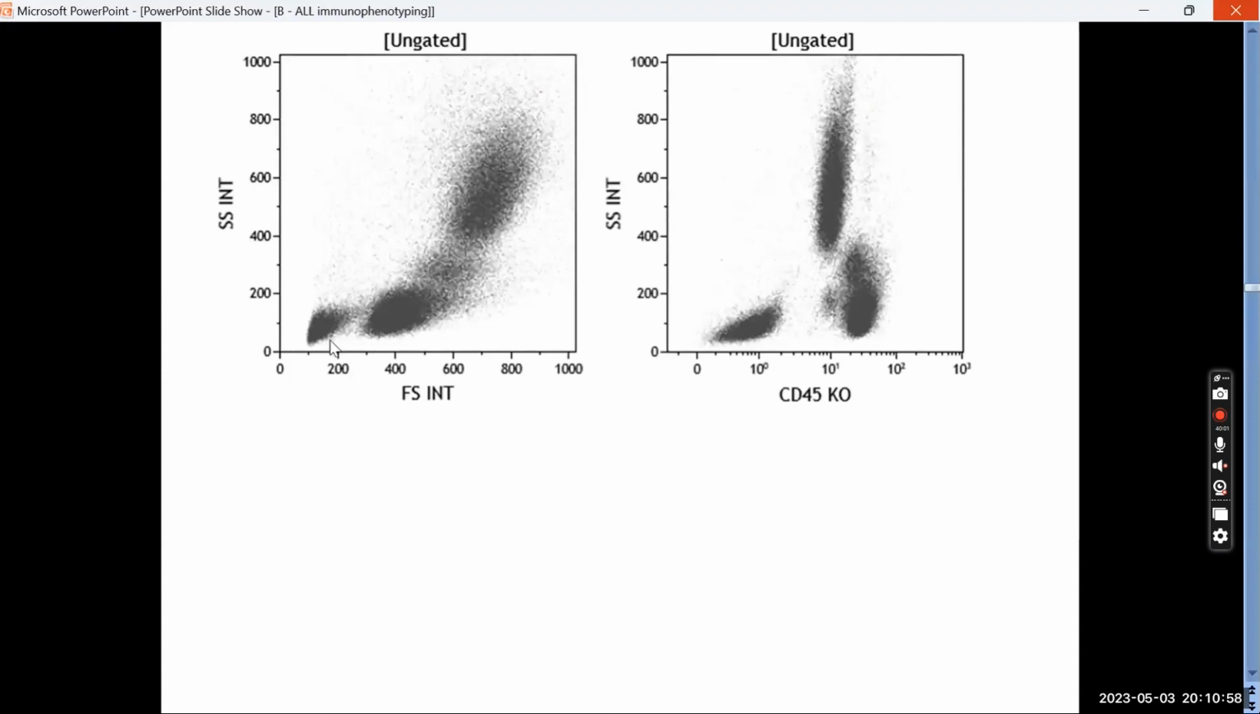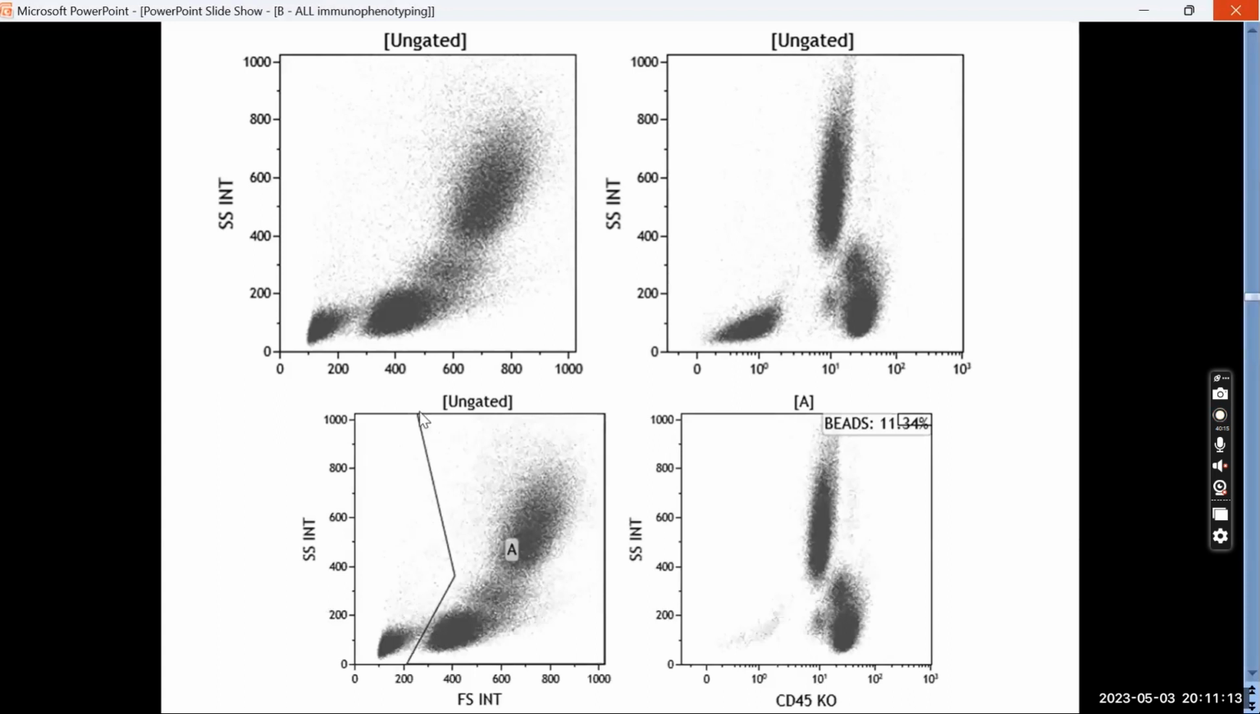Now see, this is a forward scatter, side scatter plot, which is one among our universal plots. And this is some population which is disturbing us. Again, this could be RBCs, erythroids, whatever. You find a population with very low side scatter and forward scatter. When you find this population, the second step is to eliminate it. This is called the live gate. So draw a live gate eliminating this particular population, which has low forward scatter and low side scatter.